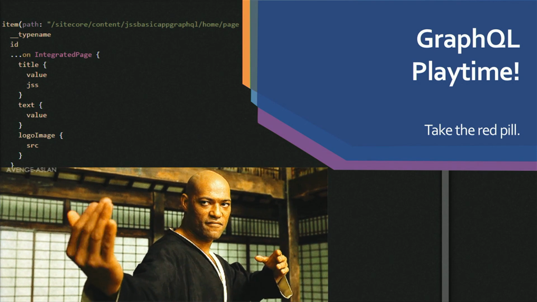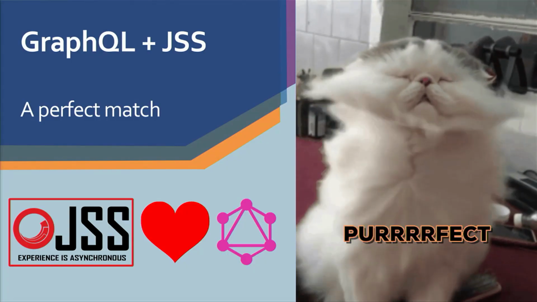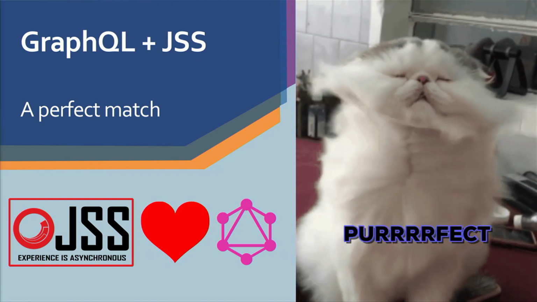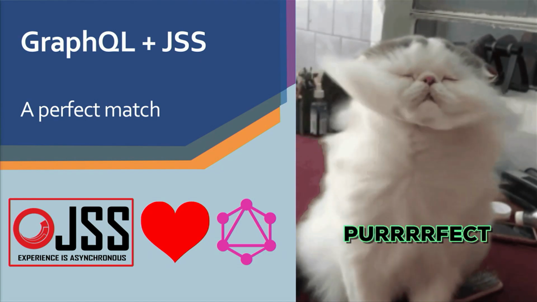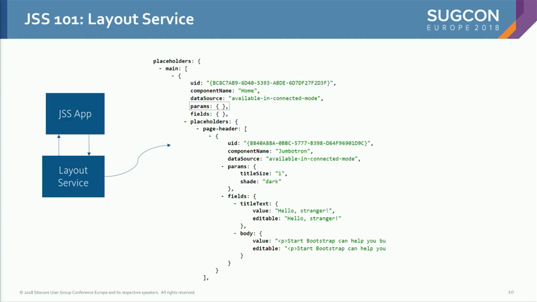So you might be wondering what else we've got to play with. Let's just note that a really perfect match, of course, is JSS and GraphQL, because JSS is a great way to build JavaScript apps against Sitecore, and GraphQL is great at providing data to your front end. So what can we do with that?